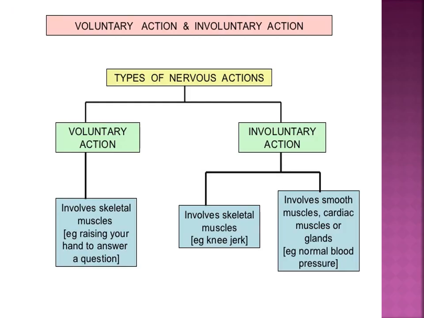The first topic we will do today is voluntary actions and involuntary actions. These are the 2 types of nervous actions. Voluntary actions involve skeletal muscles. Example, raising your hand to answer a question that you normally do in the class. And the involuntary action involves smooth muscles, cardiac muscles or glands. Example, knee jerk, your normal blood pressure, your heartbeat. These are all the involuntary actions.